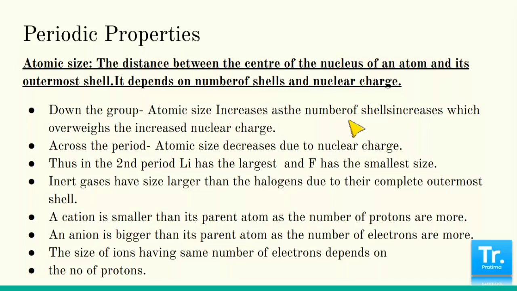So when you come down, the number of shells increases, and also there is an increase in nuclear charge, but the effect of the increase in number of shells outweighs the increase in nuclear charge. Thus the atomic size increases when you come down a group. What happens across a period? The atomic size decreases. How? Because nuclear charge increases every time. As the nuclear charge increases, definitely the size will decrease.